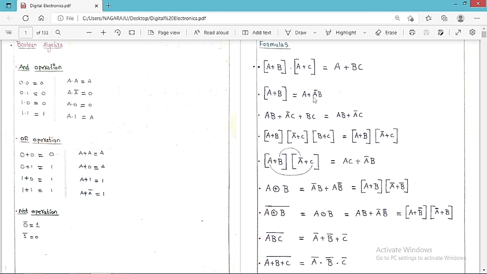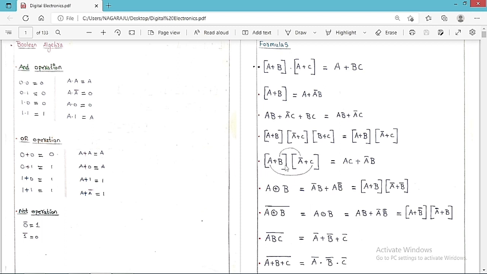Similarly, A + B is equal to A + A bar B. I already told you that AB + A bar C + BC is always equal to AB + A bar C. Just do the dual of this one. So (A + B)·(A bar + C)·(B + C) is always equal to (A + B)·(A bar + C).